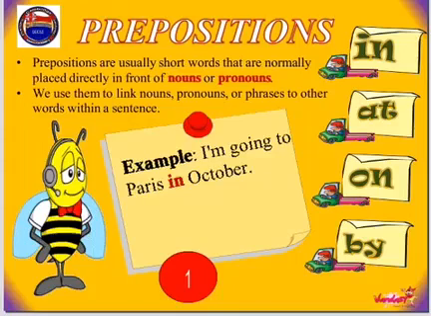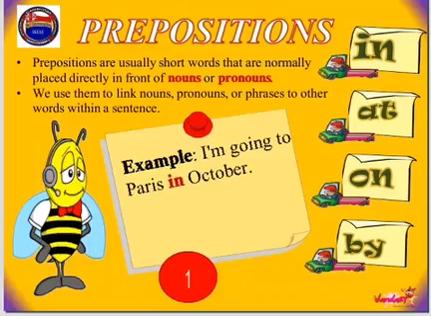Prepositions are usually short words that are normally placed directly in front of nouns or pronouns. This means you will find them before the nouns or the pronouns. Examples: in, on, at, after, to and with. And of course there are many others. An example sentence: I'm going to Paris in October. So, in is the preposition, and October is a noun.